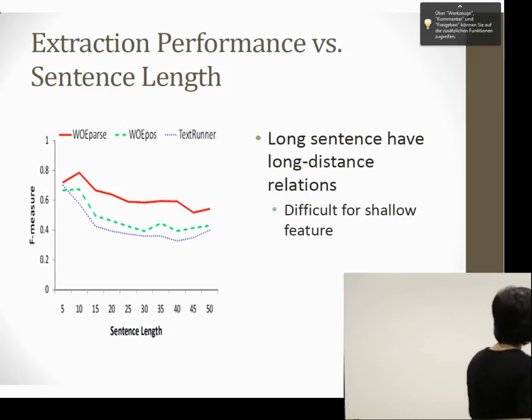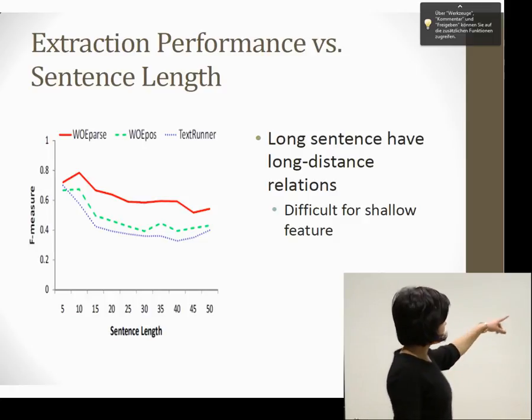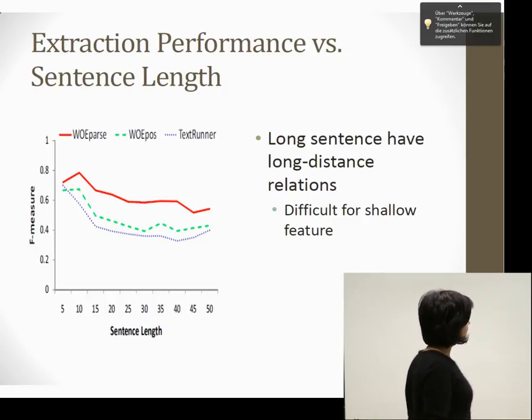You will see here that if the size of the sentence increases, the F measure, which is the mean of recall and precision, would go down for the ones which depend on shallow features, but for WOE parse it is still high.